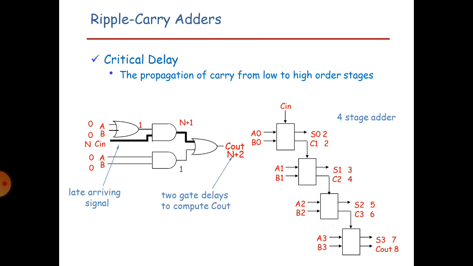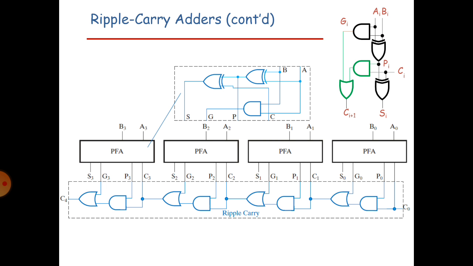Here we are using 4 full adder circuits, with A0 to A3, B0 to B3, and carry and sum. So this is a logic diagram for the adder circuit using full adders and gates.